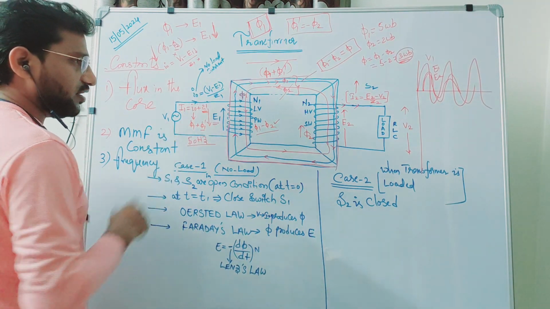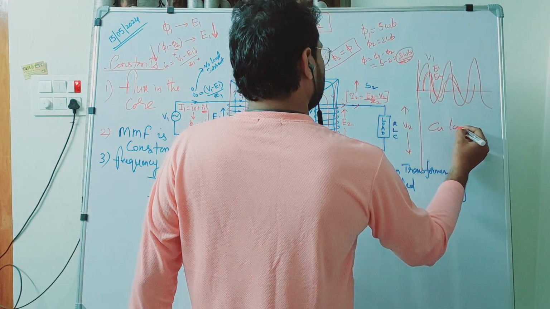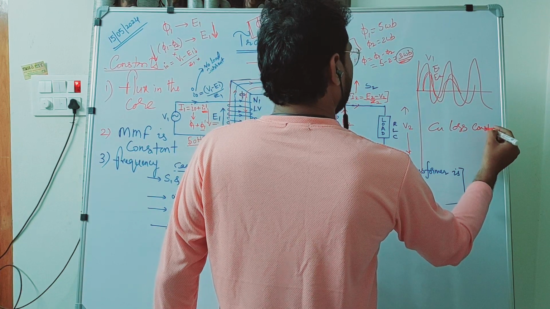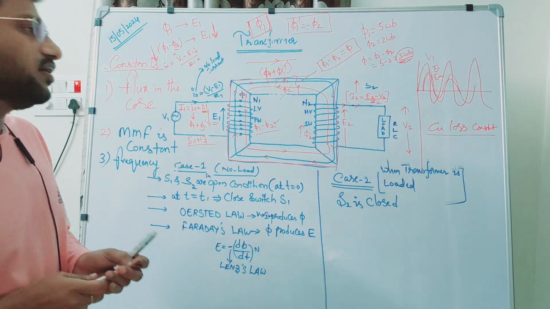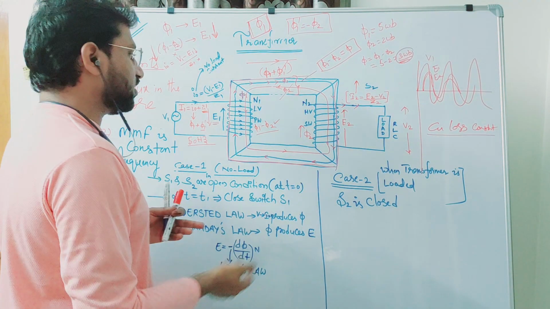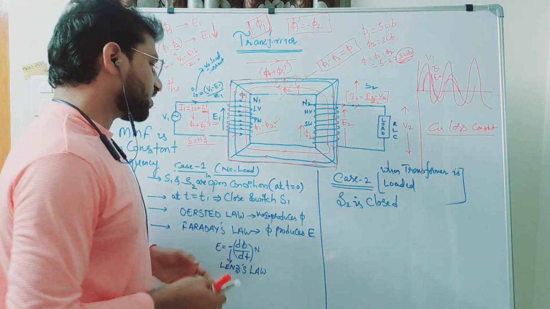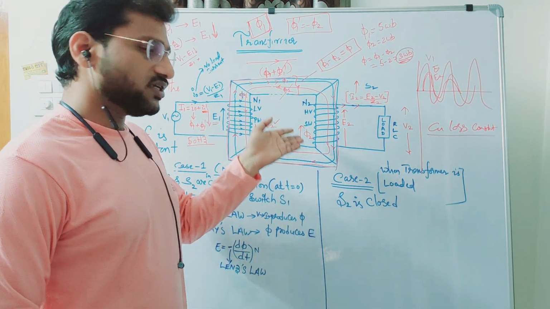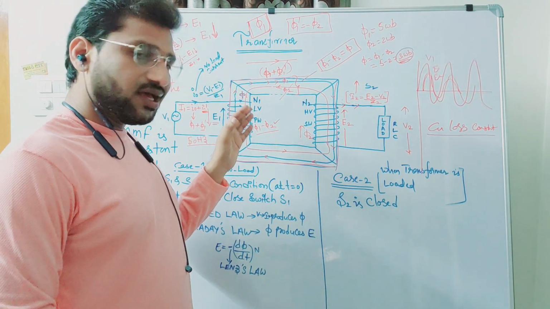And more or less the copper losses are also constant. I'm not saying that they are strictly constant, but we can say approximately the copper loss is constant, and the iron loss is also constant in the transformer. When it comes to losses, I don't say it is strictly so, but approximately the losses are constant.